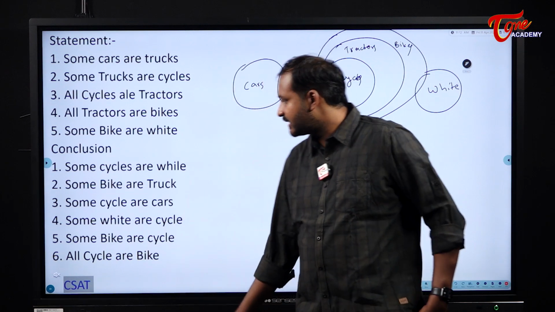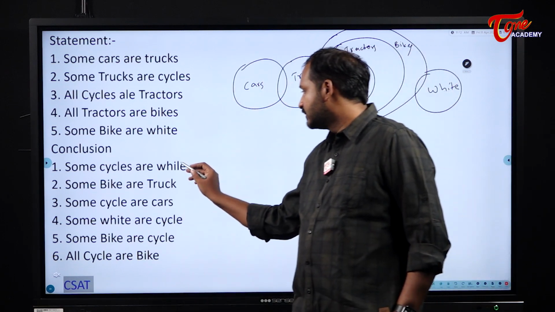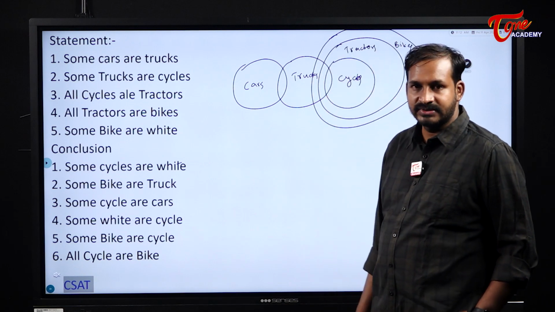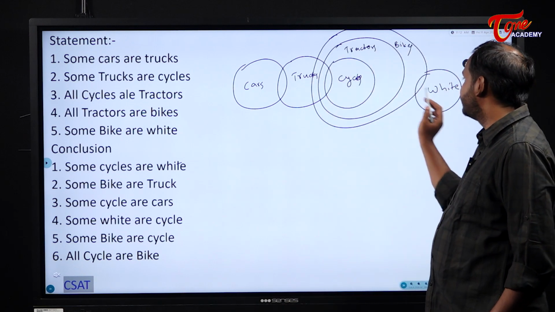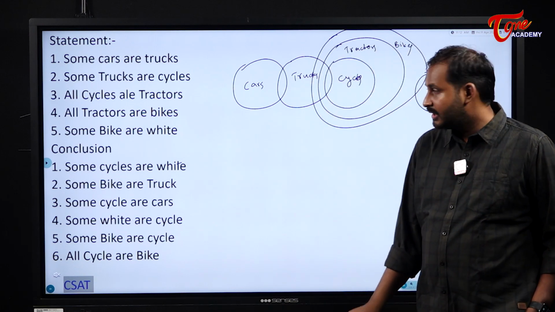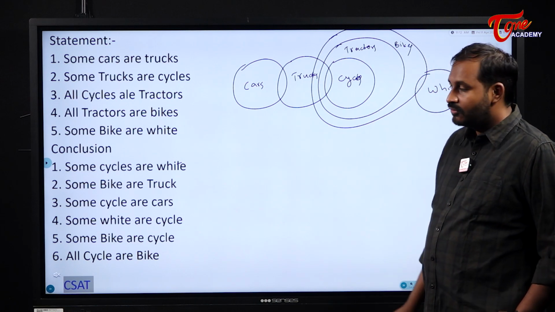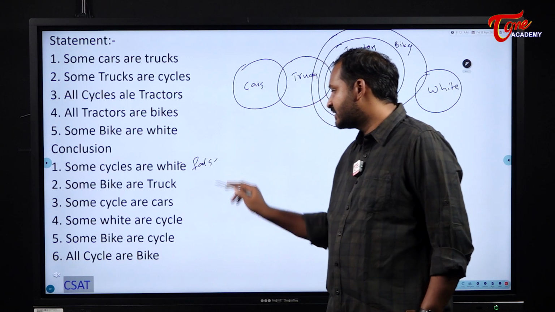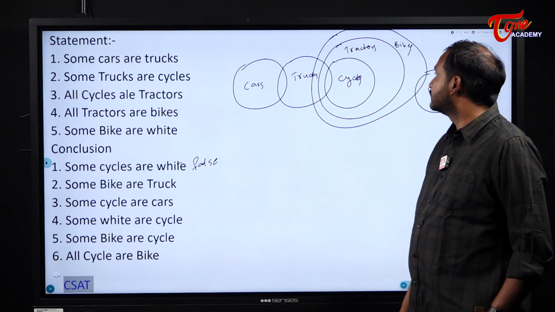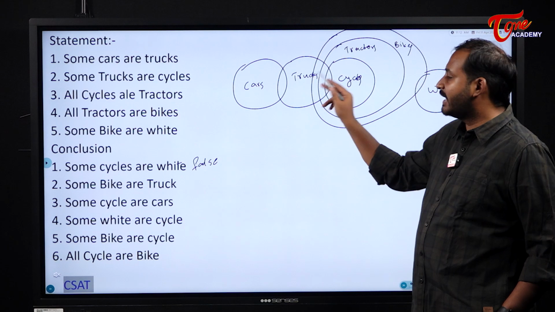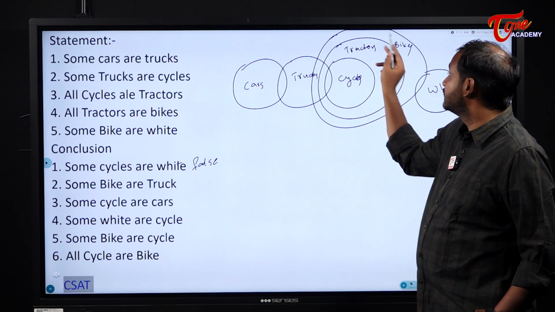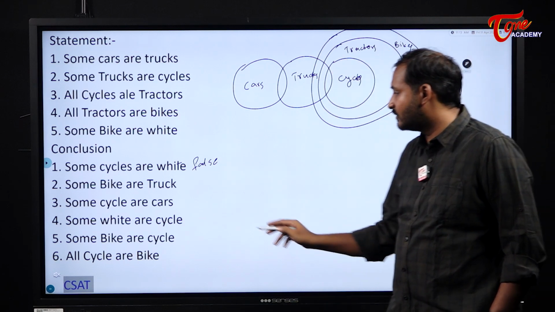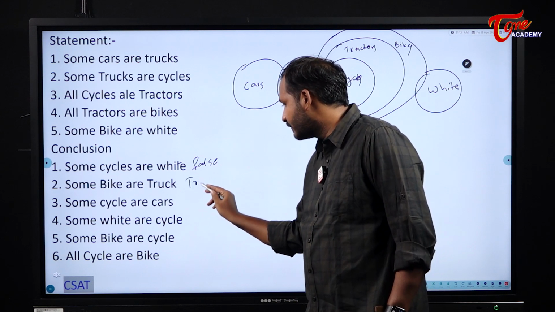First one, some cycles are white. Is there any relation between cycles and white? Are they intersecting? No. So this will become false for me. Next one, some bikes are trucks. Are bikes intersecting with the trucks? Yes. Bikes are intersecting with the trucks. So this will become true for me.